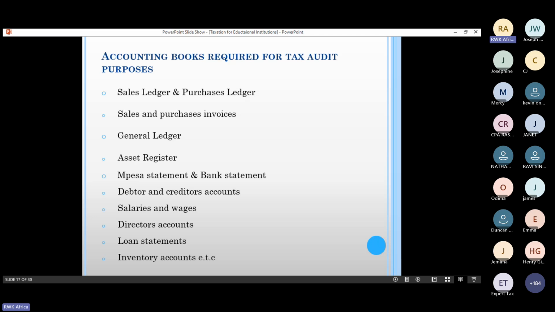Then the salaries and wages. Have the payrolls in place. In case of any casual wages, have the wages schedule. Have the payment vouchers in place to support that.